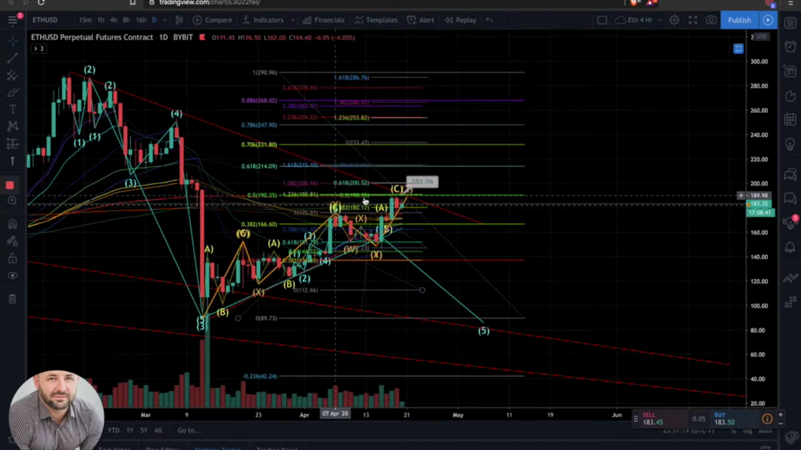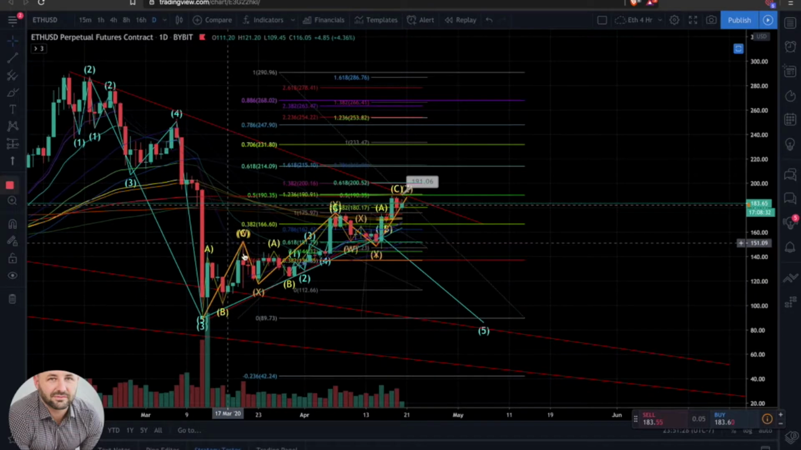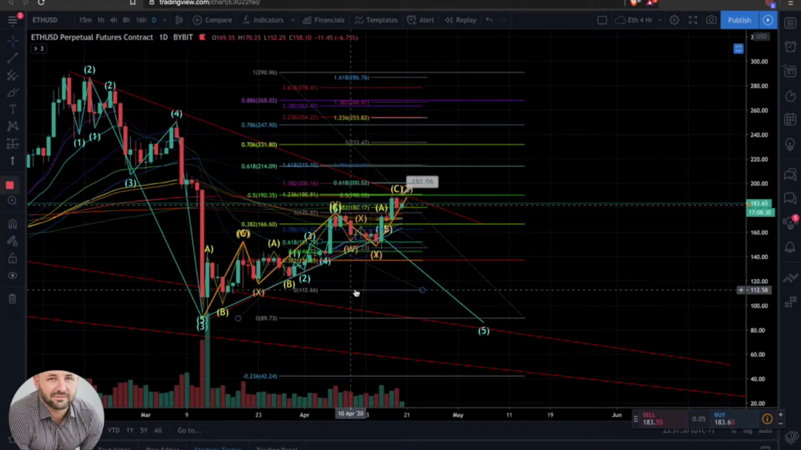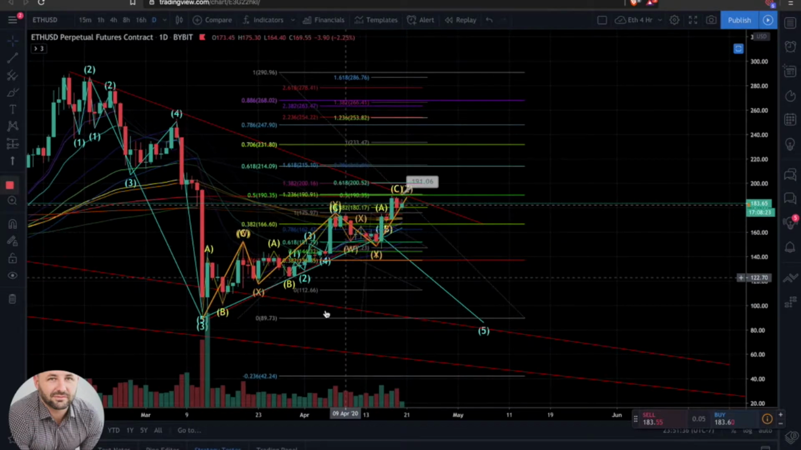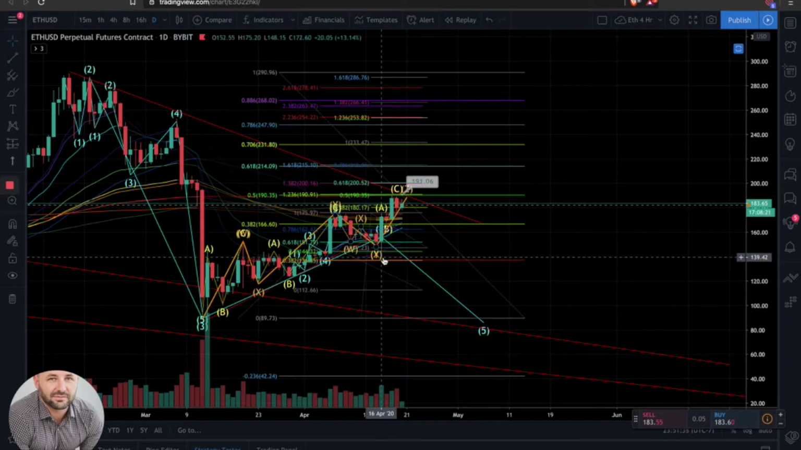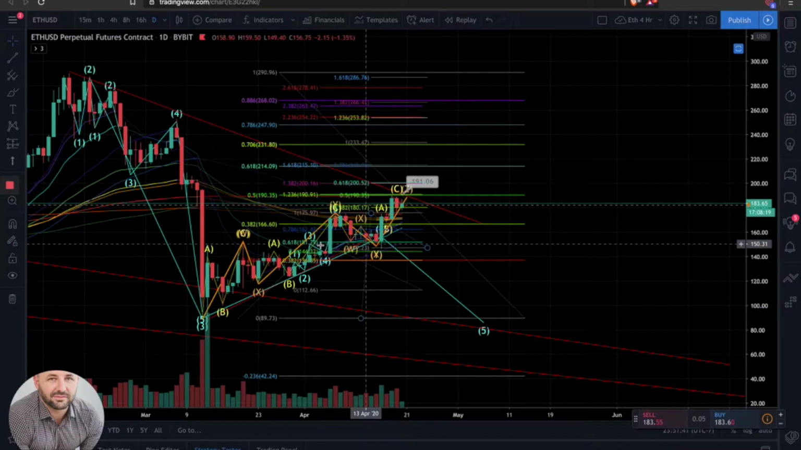Like I said, this 190 zone, we have a lot of confluence. Remember, we have this 200 EMA that's sitting right here. It's also 1.236 of the W and X. And it's also the 0.618 of the Y and X as well. Sorry, chart's a little messy. So a lot of confluence right here in the 191 zone.